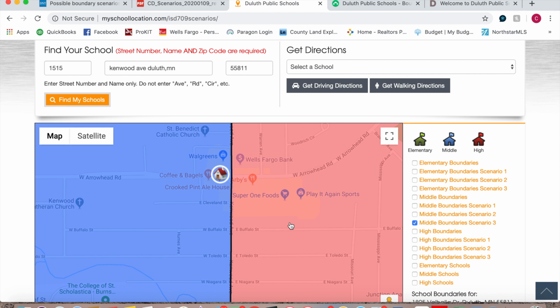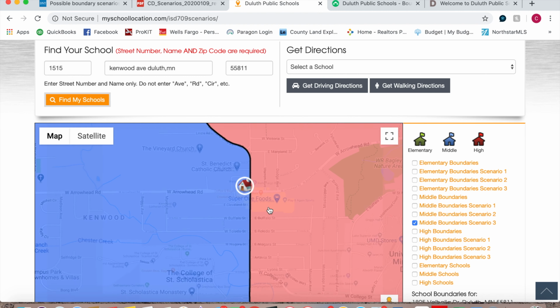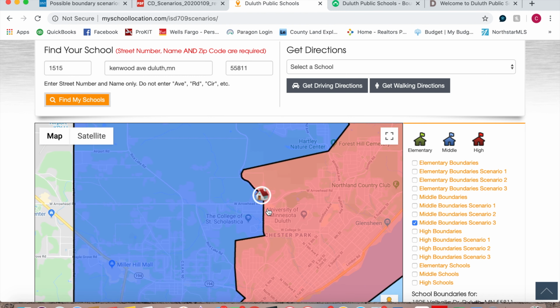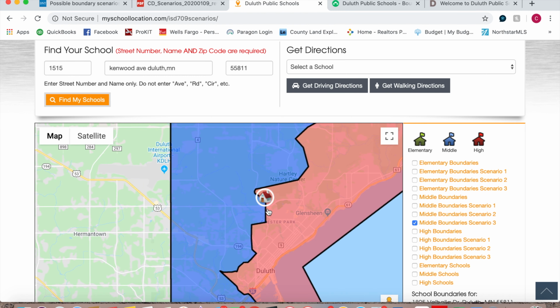It's very informative. You put your address in, and it's going to give you really accurate information as to where your elementary school will be located, what it would feed into middle school wise, and then on to the high school as well.